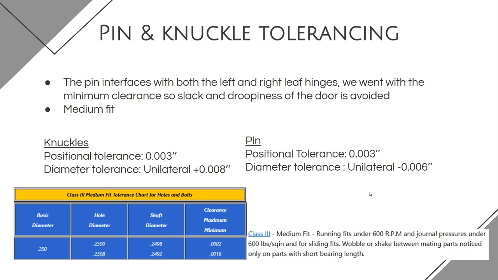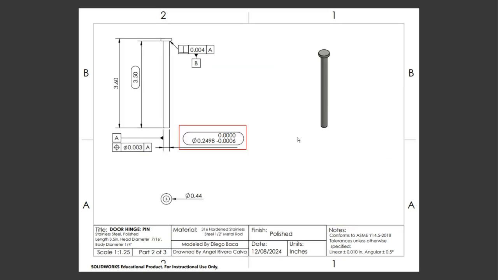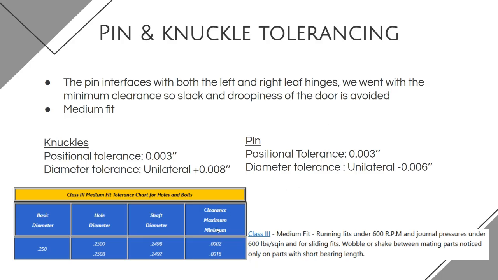And looking at our drawings, we see that the diameter tolerance is unilaterally positive 0.0008 inches for the inner diameter, and for the shaft, the diameter tolerance is negative unilaterally 0.0006 inches. And so when you put these two together, we get that minimum clearance of 0.0002 inches, which is what we essentially want so we could avoid all droopiness and slack on the door.